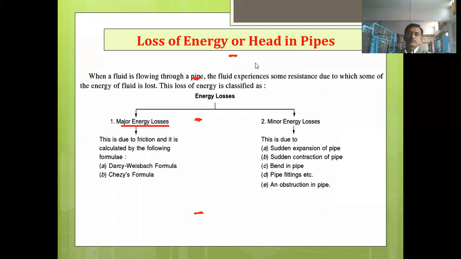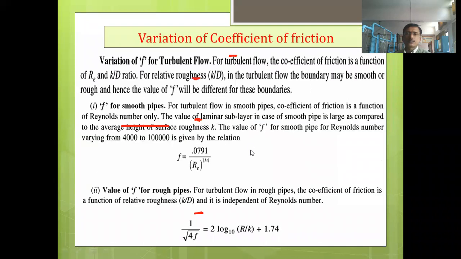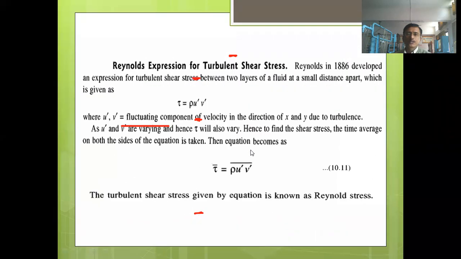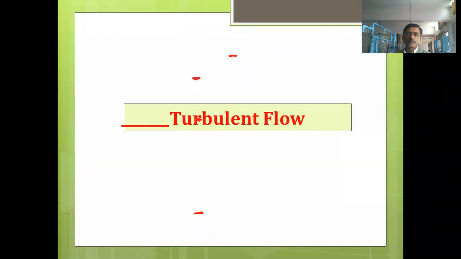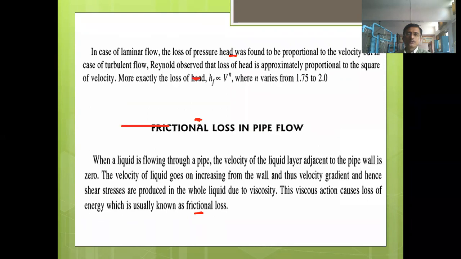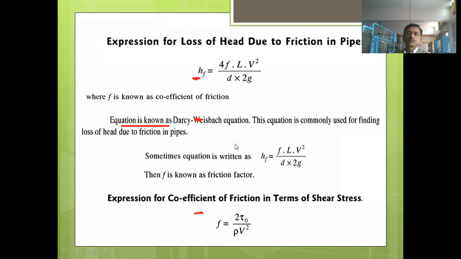Write down the title: loss of energy or head loss in the pipe. Have you written these titles in your notebook? Just write down at least the titles there. Title: turbulent flow. Then write down the title: frictional loss in the pipe flow. Expression for head loss due to friction.